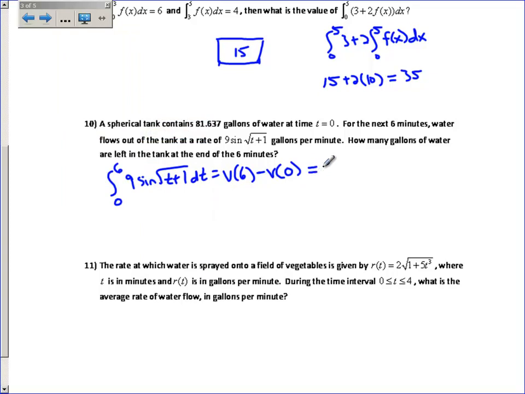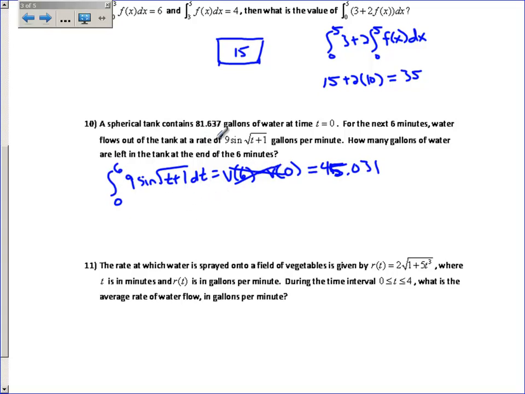So my calculator tells me that this is 45.031. This is how much has gone out of the tank between 0 and 6. I'm really not happy with that notation right there, but this tells me how much has left the tank.